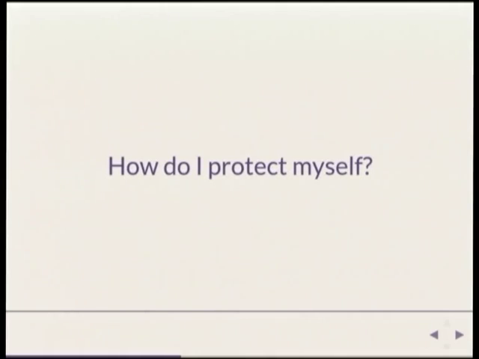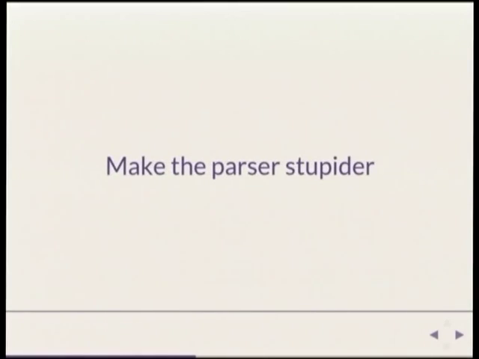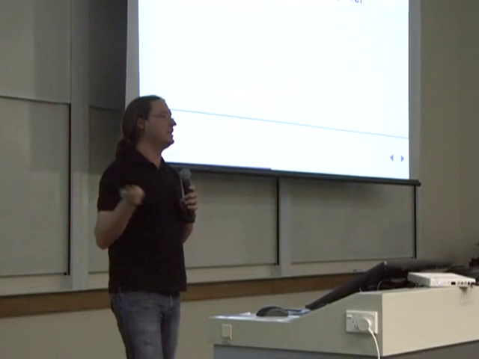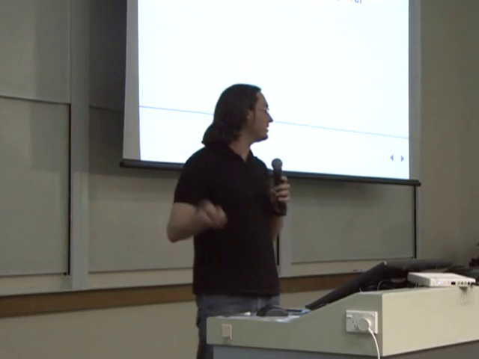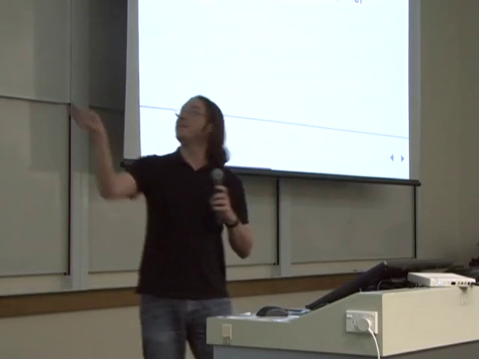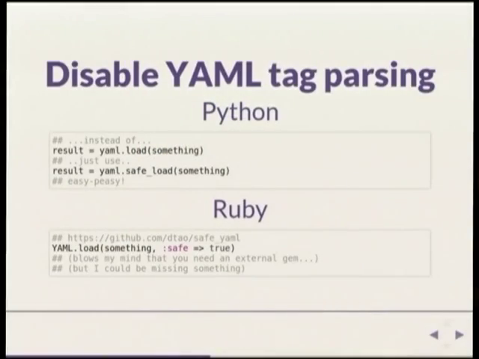How do you actually protect yourself from this? It's really, really, really easy. Make the parser stupider. That feature is not a feature that you realized was there, and it's not actually a feature that you probably want, especially if you're just dealing with configuration files. I did have access to the clock. No, it's gone. With YAML, it's really trivial. All you have to do is use this thing called safeload.